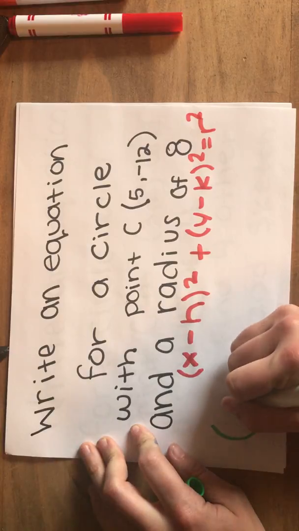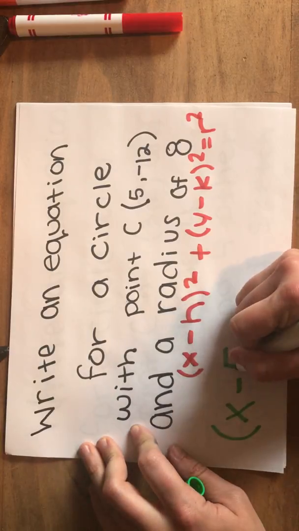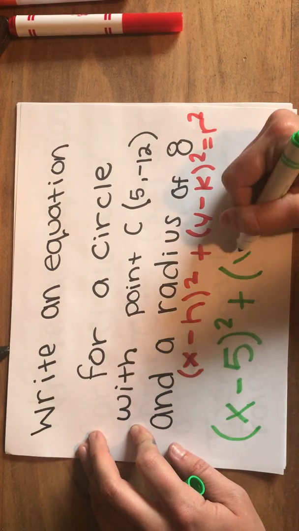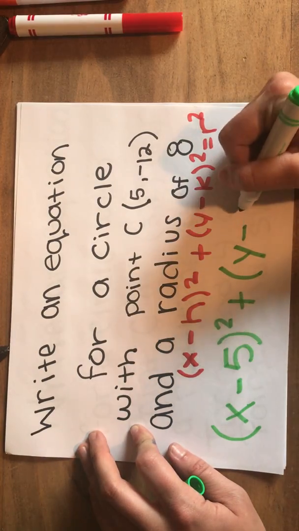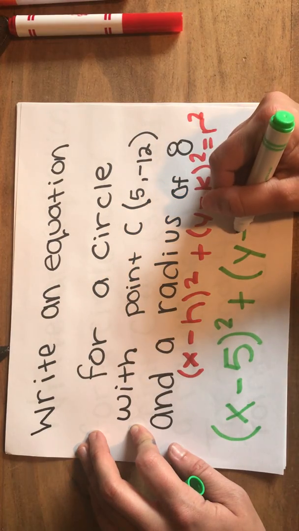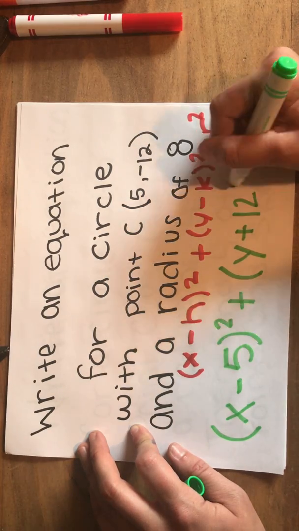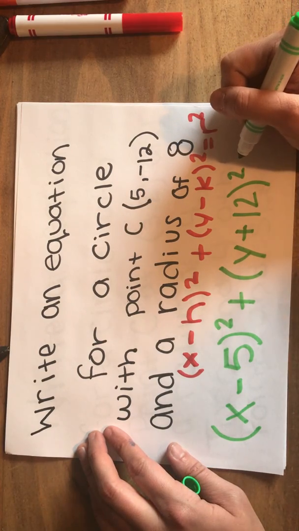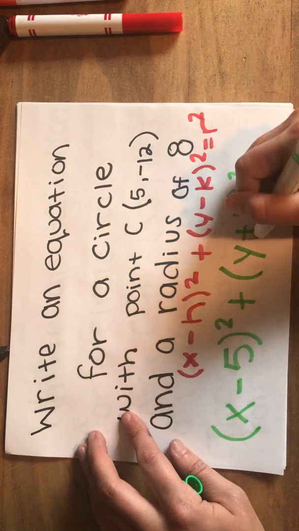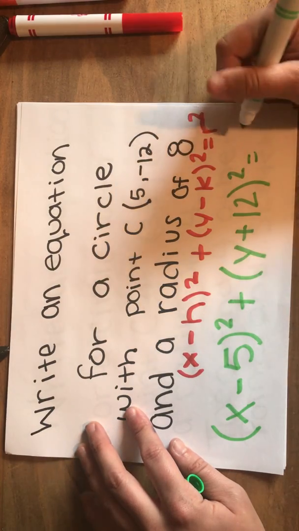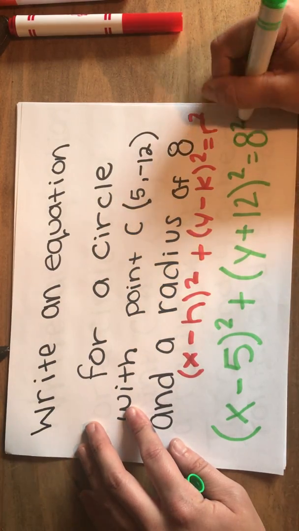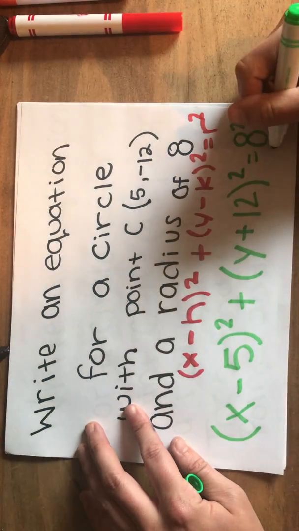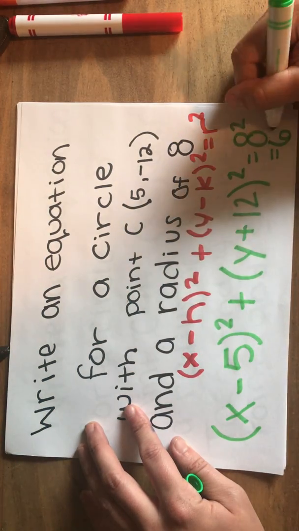So then our answer will be x minus 5 squared plus y minus a -12. So you'll have plus 12, because when you subtract a negative, you're going to have a plus, equals your r squared. So 8 squared. Now some teachers will let you leave it like this, but others will make you write it as 64.